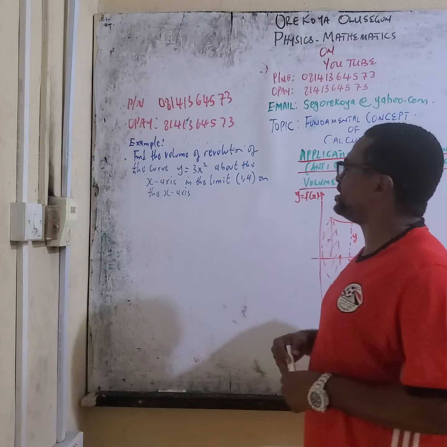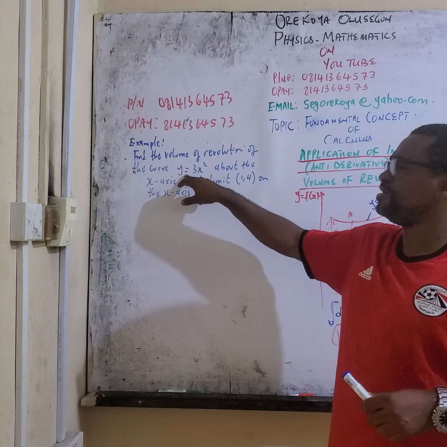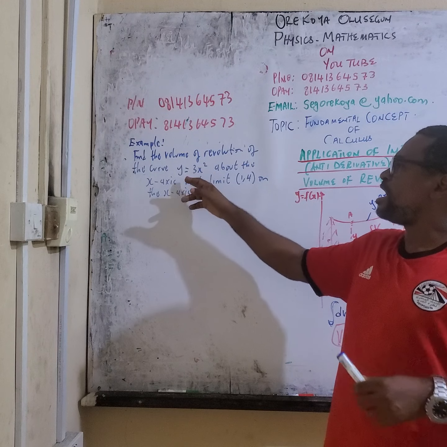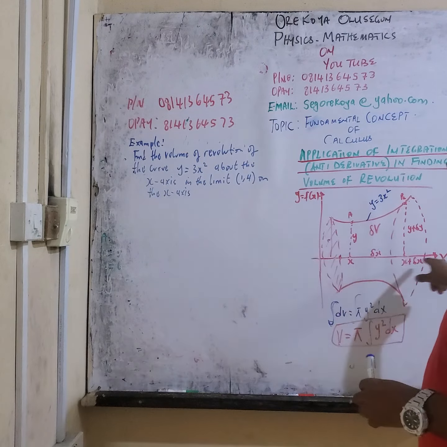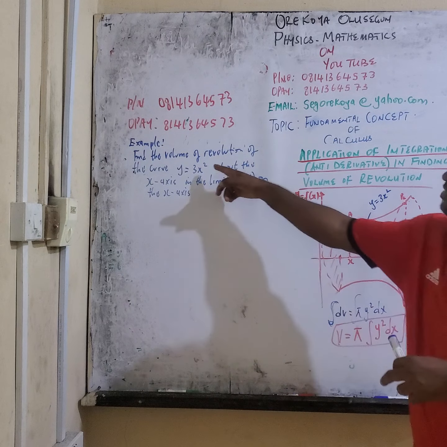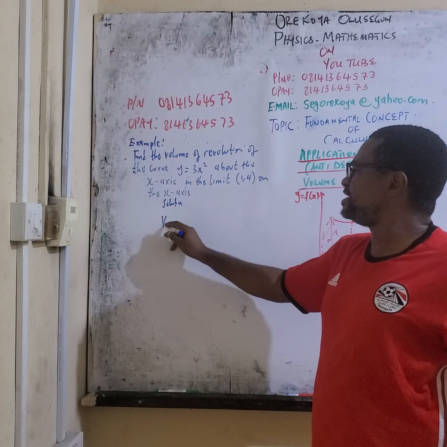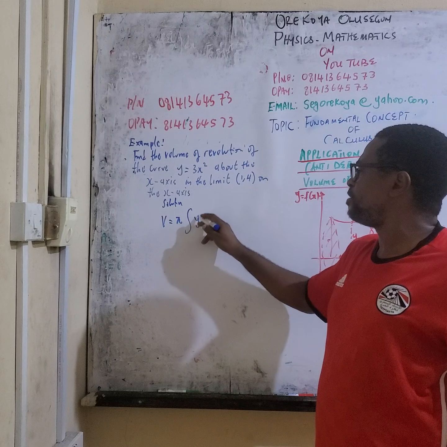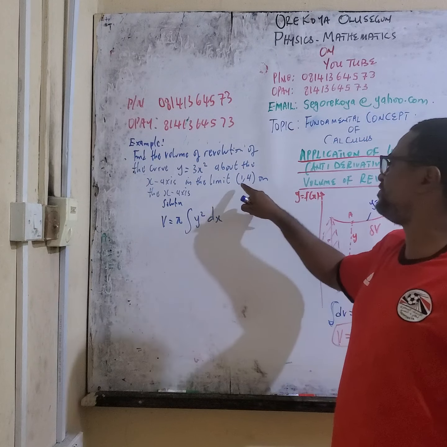In my last video, I talked about the area under this particular curve. So this time around, I'm revolving that curve about the x axis to generate this volume of revolution. In a nutshell, if you want to determine the volume being generated when you turn this curve about the x axis, I've derived the formula as V is equal to pi integral y squared dx, and the limit given in the question is from 1 to 4 on the x axis.